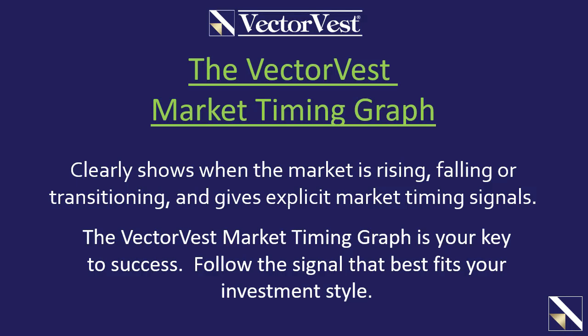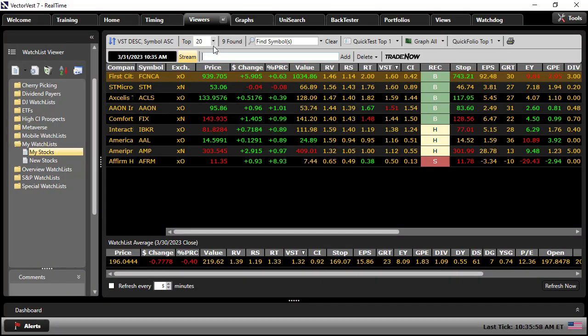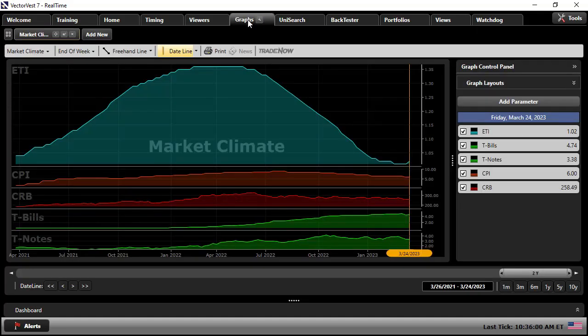Okay, the VectorVest market timing graph is your key to success. You need to follow the signal that best fits your investment style. I'll illustrate on the market timing graph that you should never ignore any of the signals that are shown. Watch it each day. You'll see from the primary trend to the confirm call, and everything in between is important to you. Doesn't mean you're going to act on every one, but you need to be aware of those important indicators. So I'll come back into the program and I'm going to choose the Graphs tab.